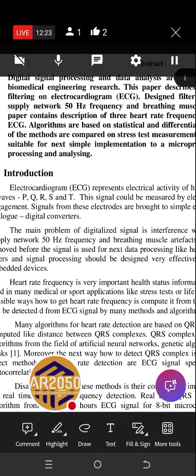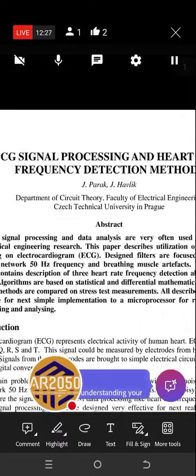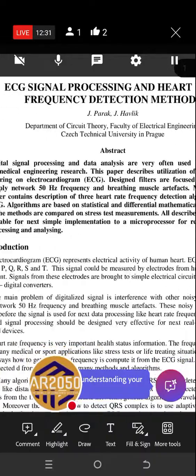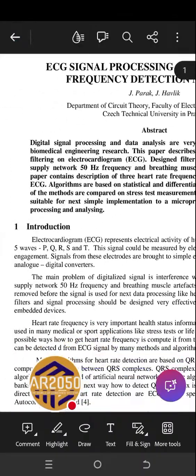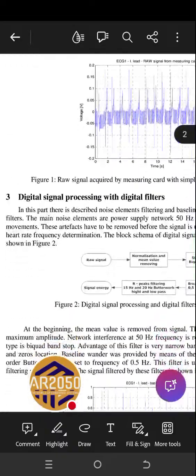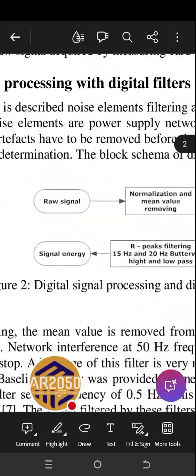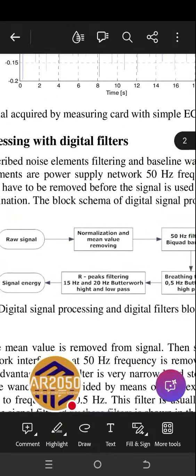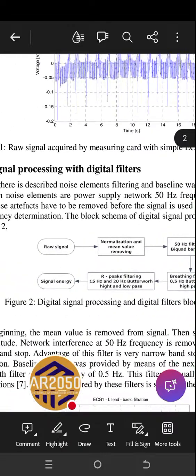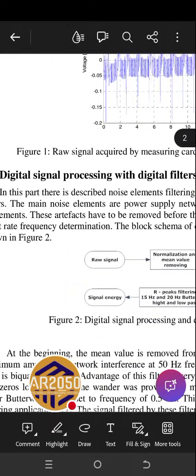So this is the total research paper: ECG signal processing and heart rate frequency detection methods. We will go into deeper details of this research paper in the next stream. I don't want this stream to be too long, because most of the time this stream is watched later. Let's see what they actually created.